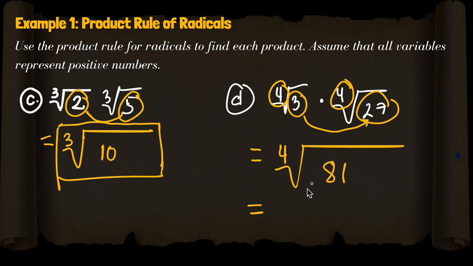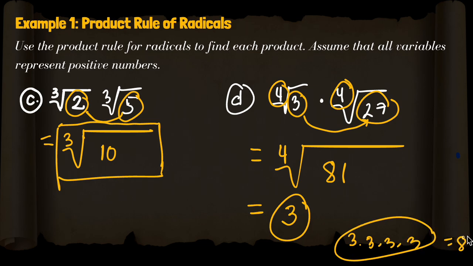Okay? And if there is any simplification for fourth root of 81, then you can do it. But I think fourth root of 81 is 3. Okay? Why? Because 3 times 3 times 3 times 3 is equal to 81. Okay? Kaya ang fourth root ng 81 is 3. Okay? So, that is the first example or set of examples.